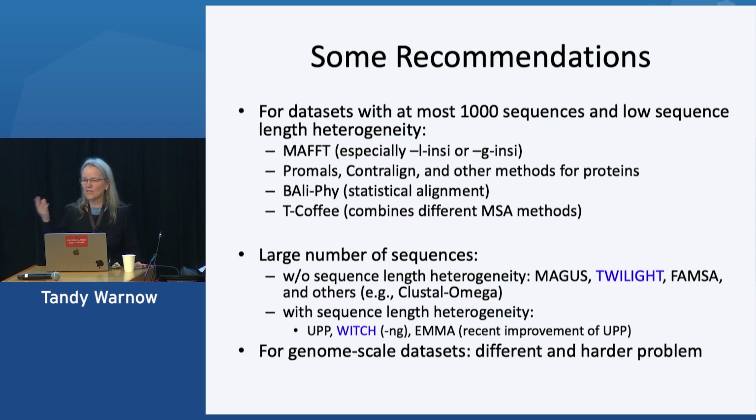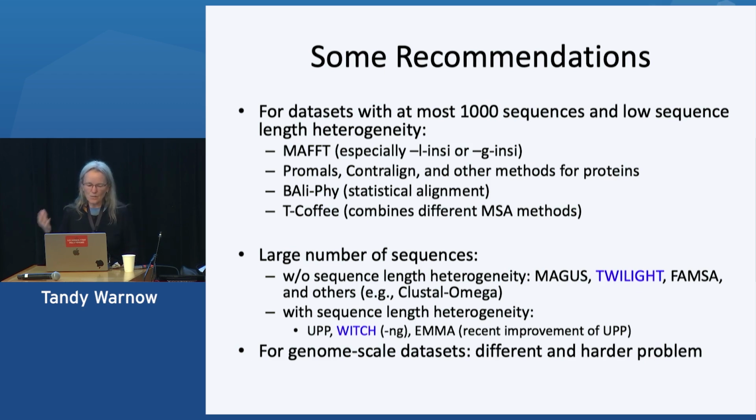Some recommendations for the users. For small enough data sets, MAFFT is great as long as you use a good version of it, like MAFFT L-INS-i. There are really good methods if the data sets are small enough and you're working on proteins, like PROMALS, Contralign. BAli-Phy is a very good statistical alignment method. And by the way, Ben Redelings told me he's modifying the model now to try to deal with some of this. And T-Coffee is great for combining things.